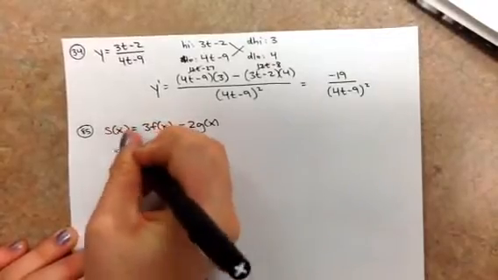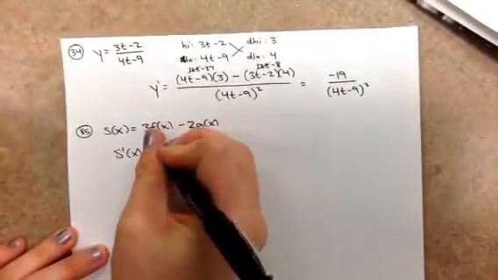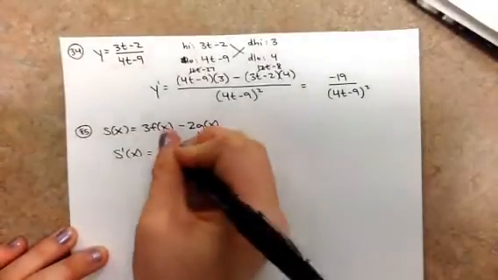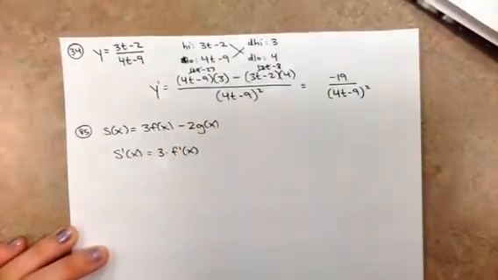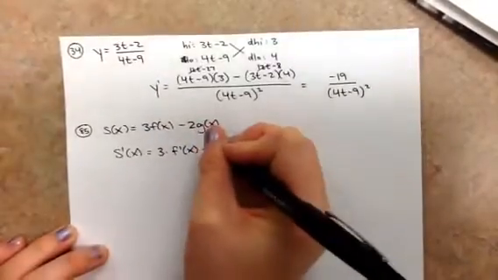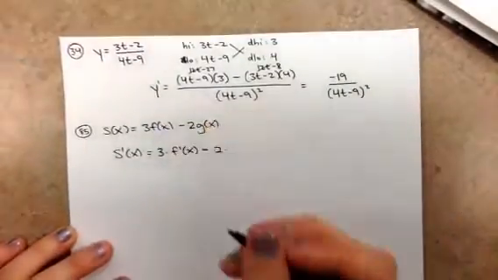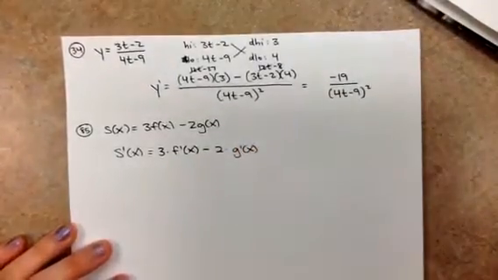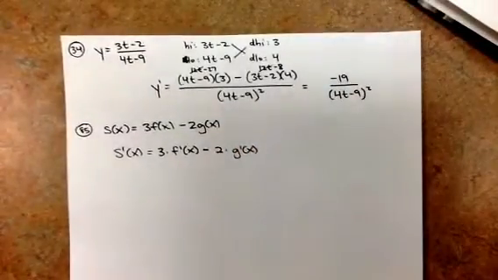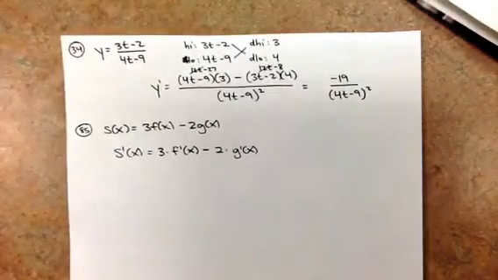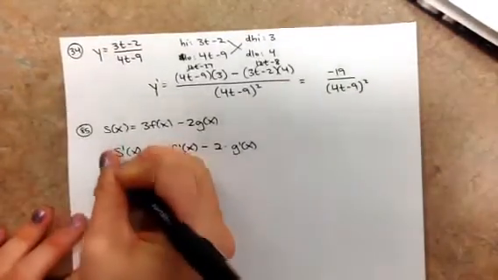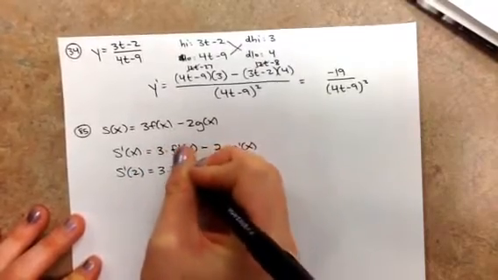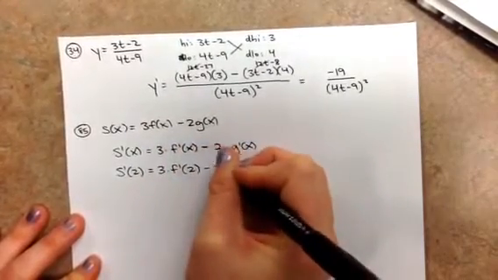So s prime, constant multiple rule says the 3 just stays right here while I take the derivative of f. So again, generically, all I'm going to do is write f prime. And then minus, the 2 stays out front while I take the derivative of g. And again, generically, I am just going to write g prime. Okay, so now, when I come off the table, they're asking me for the derivative at x equals 2. So s prime of 2, I'm just going to replace my x's with 2's and then pull the values right off the table.